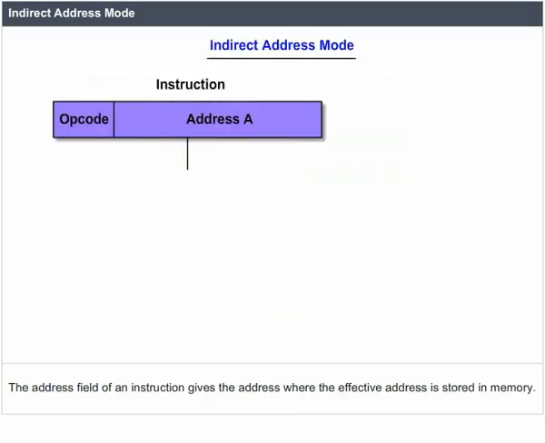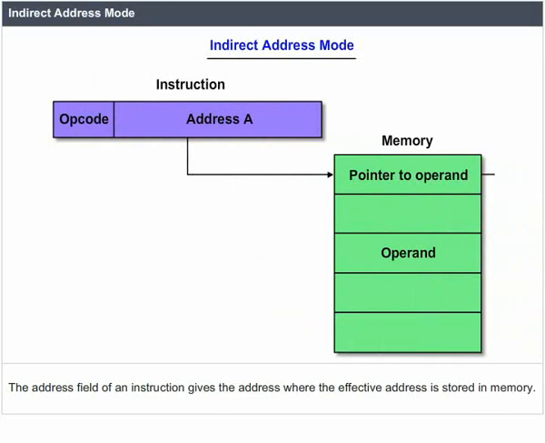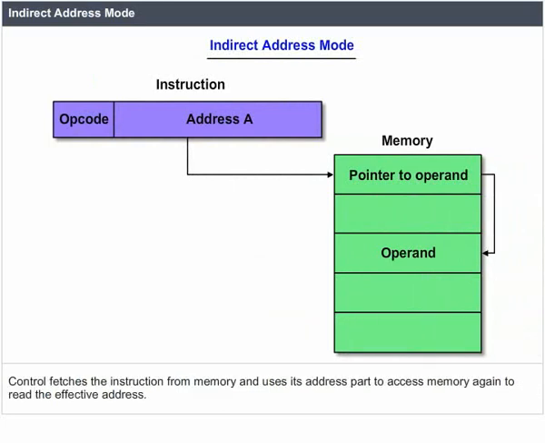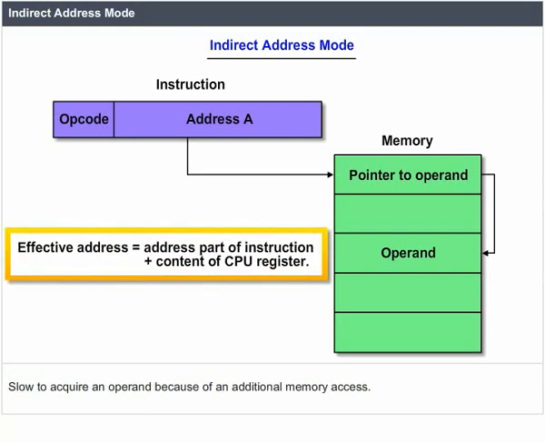Indirect address mode: the address field of an instruction gives the address where the effective address is stored in memory. Control fetches the instruction from memory and uses its address part to access memory again to read the effective address. Slow to acquire an operand because of an additional memory access. Effective address equals address part of instruction plus content of CPU register.